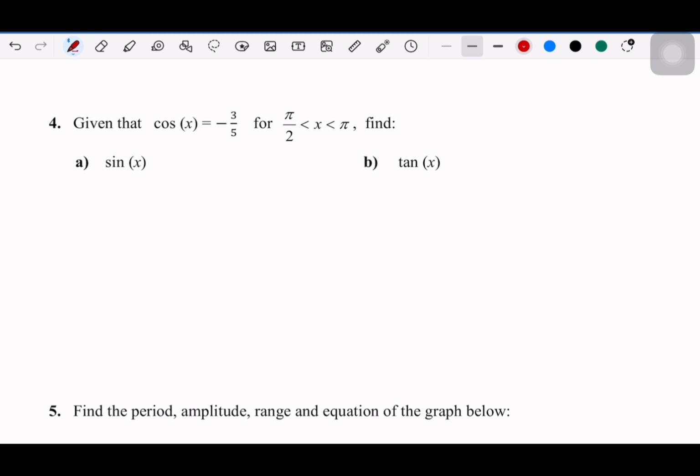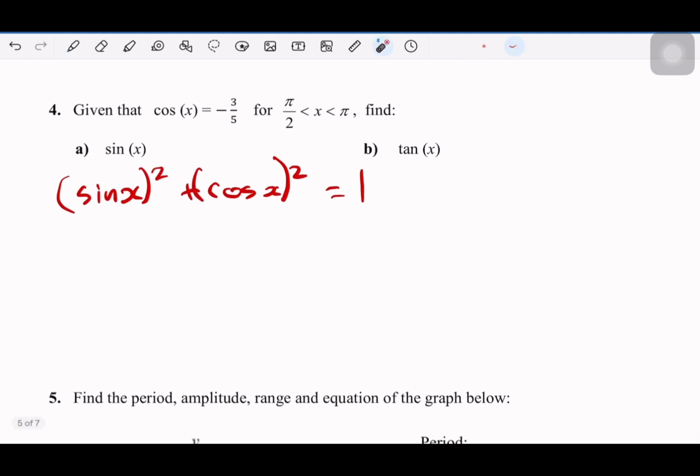It's kind of similar to simultaneous equations. This question is asking us to find sine x and tan x, right? It's a very simple equation. So if you're unfamiliar, this is a formula that's sine x squared plus cos x squared equals 1, right?